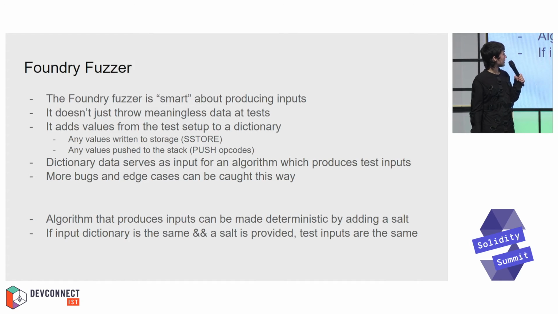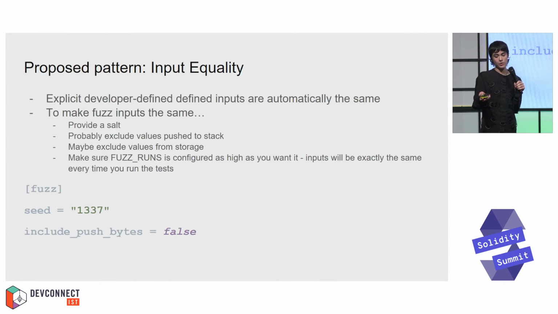Something that is important to note is that the algorithm that operates on the dictionary can be made deterministic by providing a salt to it. So if your dictionary is exactly the same and you provide a salt, then your fuzz test inputs are going to be exactly the same. So if you want to make your fuzz inputs the same between these 2 test runs, you can first provide a salt. And then the second thing you need to do is make sure your dictionary is exactly the same.